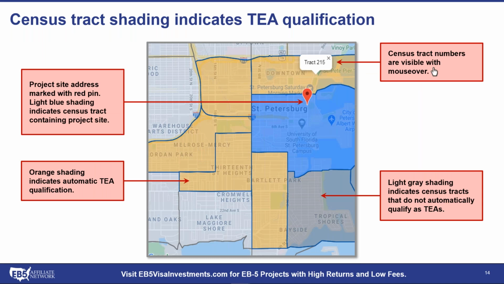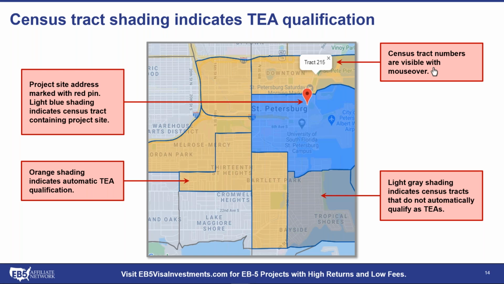So zooming into the map, you'll see the location of your project. In this case, it's the red dot, and it's located in the blue census tract. And then orange shading individual tracts. Orange indicates that those tracts individually do qualify as a TEA. Light gray indicates that they do not. And so when we look at this group, we're going to be combining the blue tract and all the orange tracts, but not that light gray tract in the bottom right.